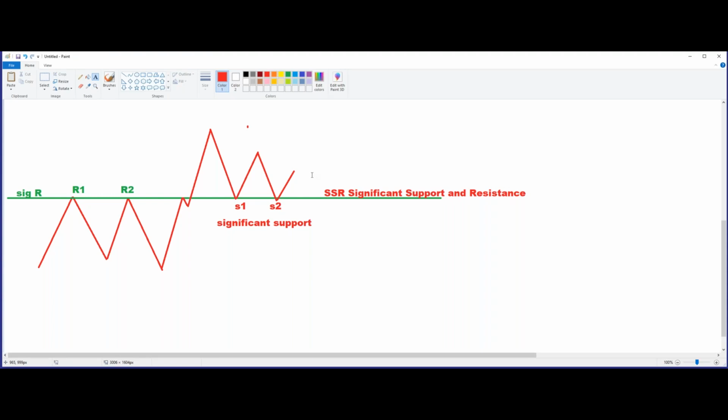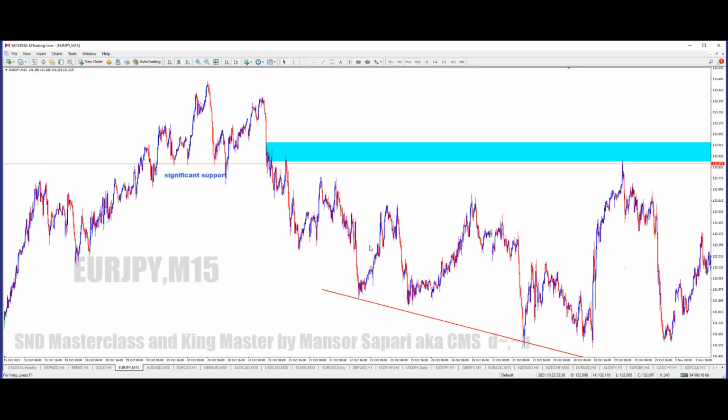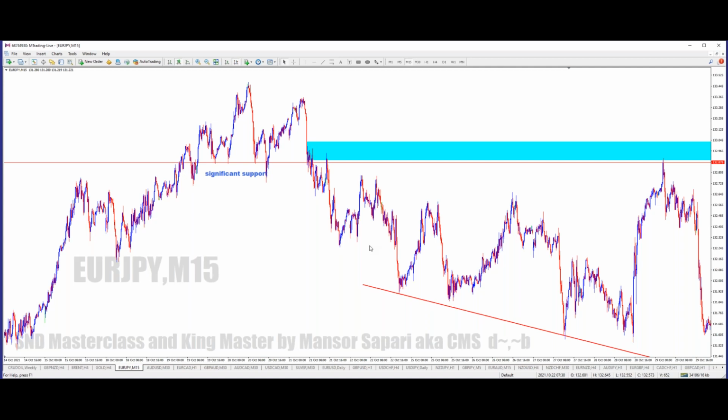So that is significant support, significant resistance, or SSR. This is quite basic, but you must understand this, because this is what we are looking for in the chart. We don't look at so many supports. Let me open the chart itself. If we look for a lot of support and resistance, you will feel confused, so you cannot find how to trade or where to trade.